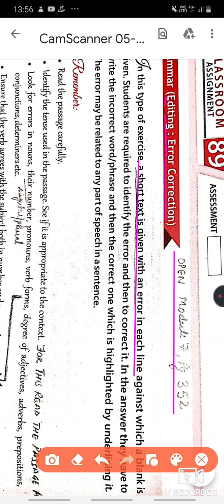You don't have to task your mind too much to solve this part or to learn this part of BBC. Actually, the error may be related to any part of speech in a sentence. All you need to know is the parts of speech. You must be familiar with all the parts of speech. Further, as I give you an explanation of how to go about working on this topic, you will understand and be able to make out how to carry on and prepare yourself with this particular topic.